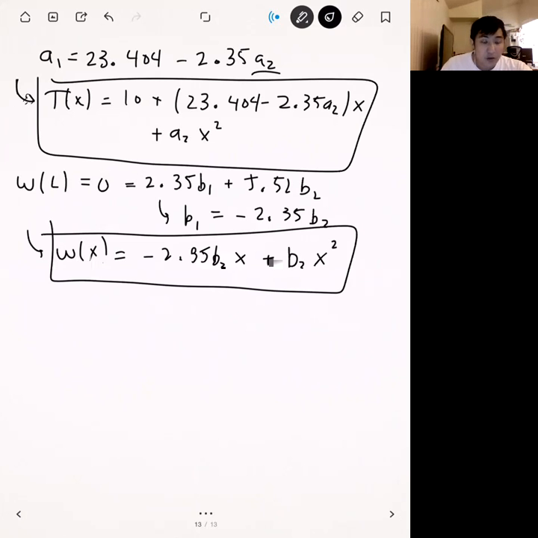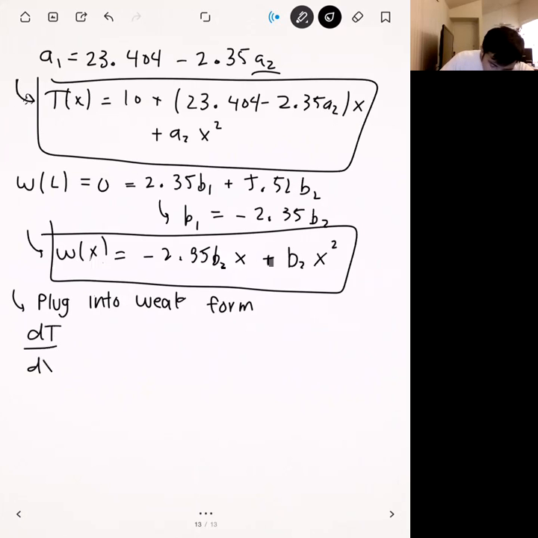Okay. And so now that we've applied both our Dirichlet boundary conditions, we're ready to plug this into our weak form. Okay. And so to plug into our weak form, what we need to do is compute the derivatives. Okay. And so first we have dT/dx. And so dT/dx is 23.404 minus 2.35 A2 plus 2 A2 x.